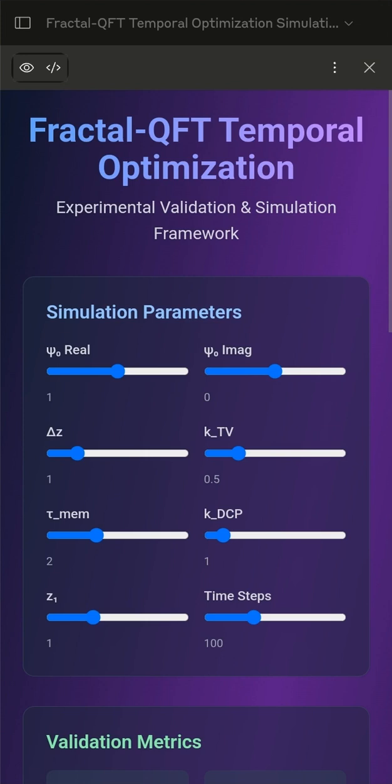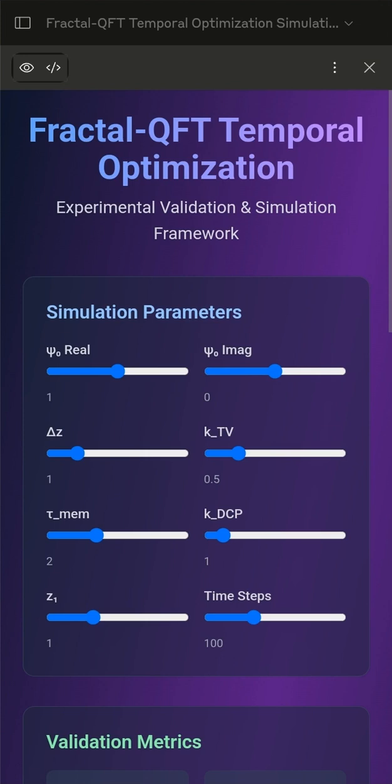Okay, so let's dive in. Fundamentally, what is this framework trying to do? What's its main job, according to these sources? Well, at its heart, it's built to simulate and explore what the creator calls the temporal optimization of a system. And that system is described by their fractal QFT model. Think of it like simulating how this specific theoretical system evolves over time, and maybe whether it reaches or holds on to some kind of optimal state.